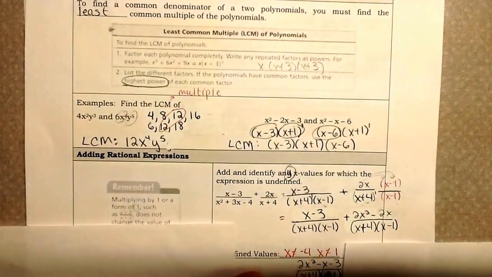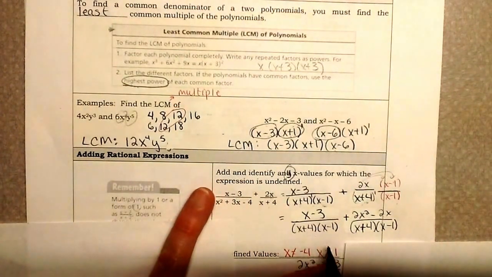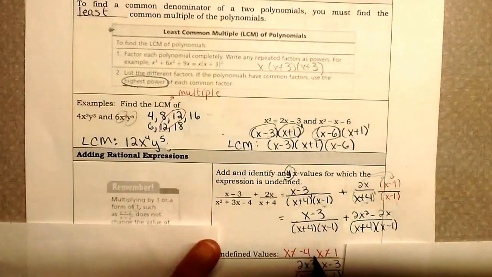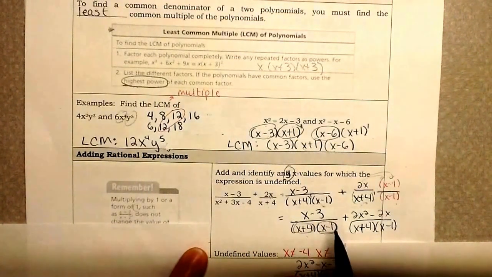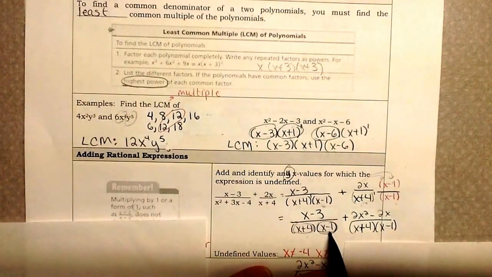I didn't give myself enough room here to solve the rest of the problem, so I guess we'll just stop here or continue on in just a minute after we talk about the undefined values. So undefined values: x cannot equal negative 4, or that'll make that 0. x cannot equal positive 1, or that will make that part 0.